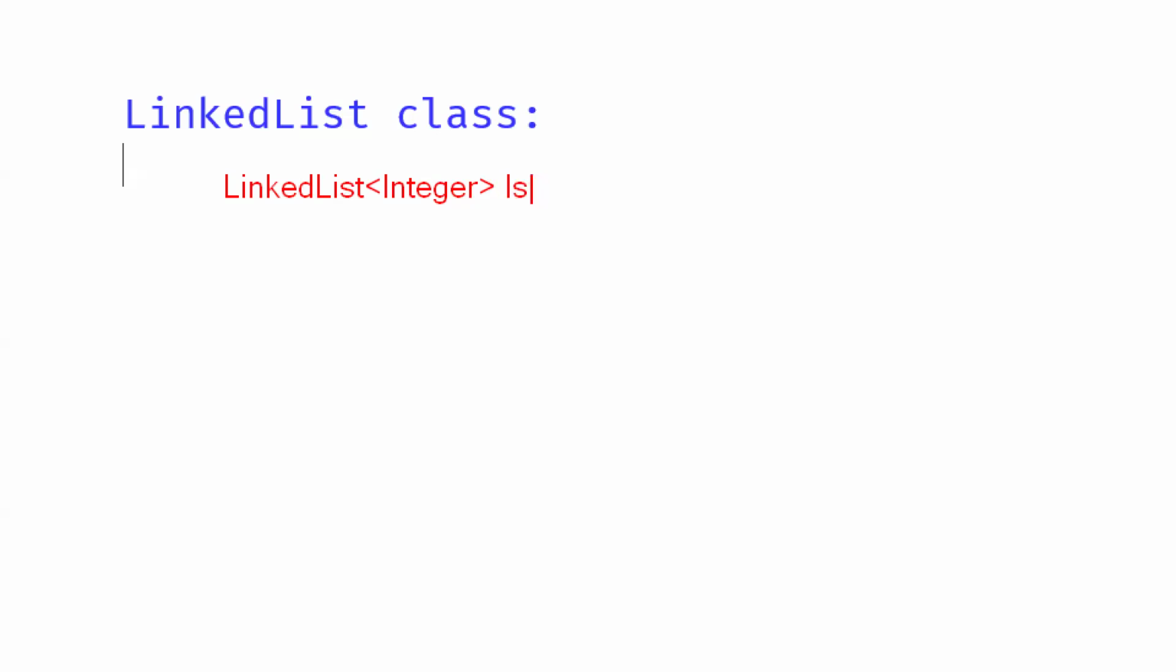LinkedList of Integer lst is equal to new LinkedList. I told you yesterday also, providing the type parameter at the left side is mandatory, but at the right side is optional. We can just use angle brackets. Is it a correct statement? Is this a valid declaration?